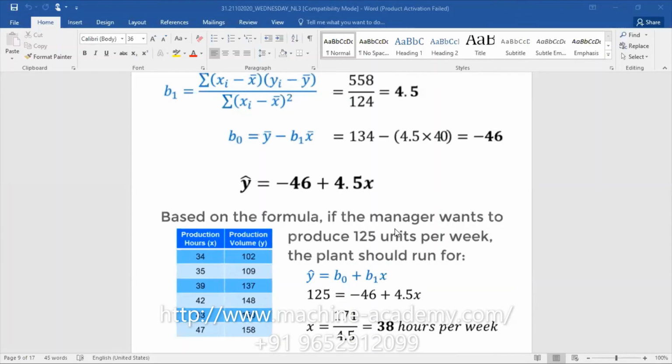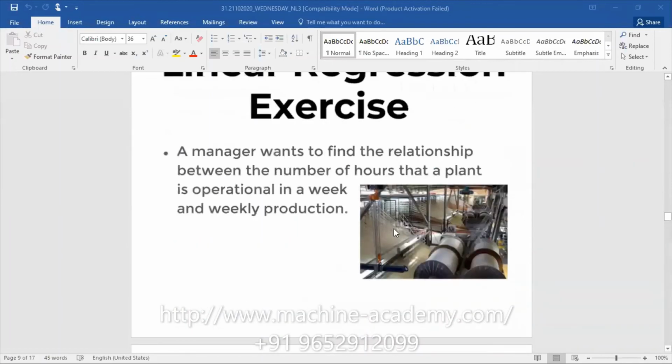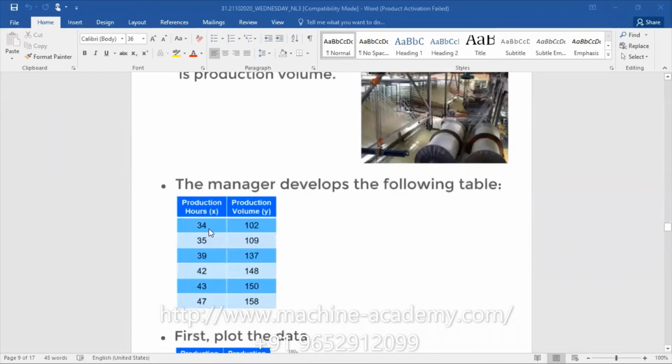Let's recap once again how this comes into the picture. Observe carefully, what is our scenario here? A manager wants to find the relation between the number of hours that a plant is operational in a week and the weekly production. The independent variable X is the hours of operation, and the dependent variable is the production volume. Two variables for the observation. Six observations have been considered.